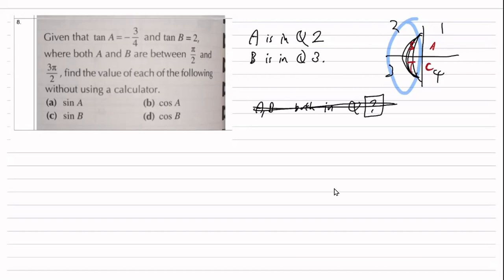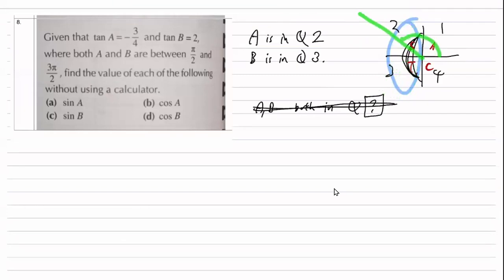If there's only two possibilities, A can be in quadrant 2 or quadrant 3. Just check them one by one. If A is in quadrant 3, then tangent of A will be a positive value. But here we got negative. So that's a contradiction. This is impossible. We cannot have A to be in quadrant 3. By elimination, we only have one option left. It must be in quadrant 2.